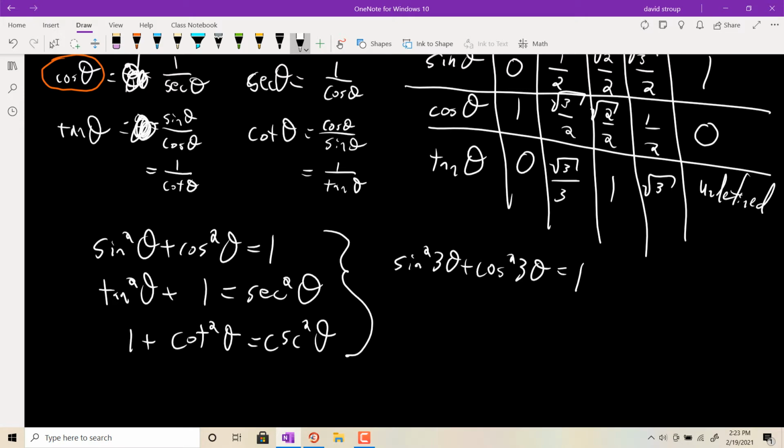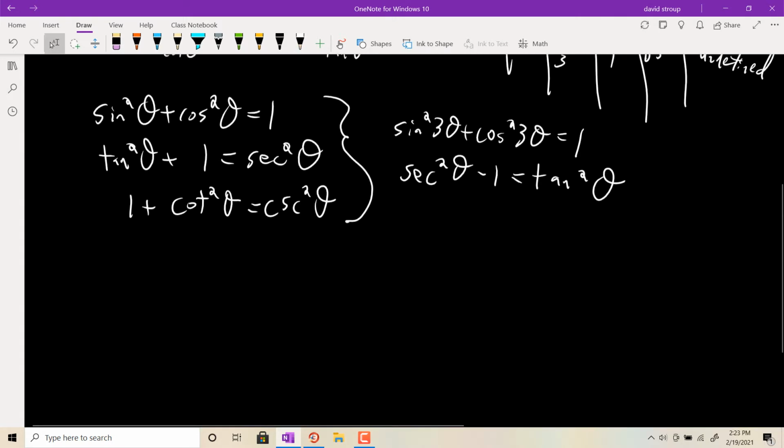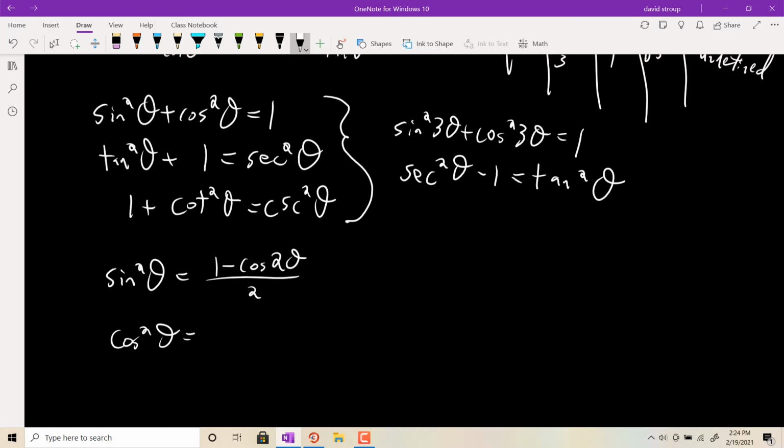And then also you need to be able to identify stuff like secant squared minus 1, what does that equal? Well, you use that second identity, right? And you just solve for tangent squared. So there are identities related to those 3 Pythagorean identities that hopefully you can work with. What are some other ones? They call these the half angle identities. Sine squared is 1 minus cosine 2 theta all over 2, and then cosine squared is 1 plus cosine 2 theta over 2.